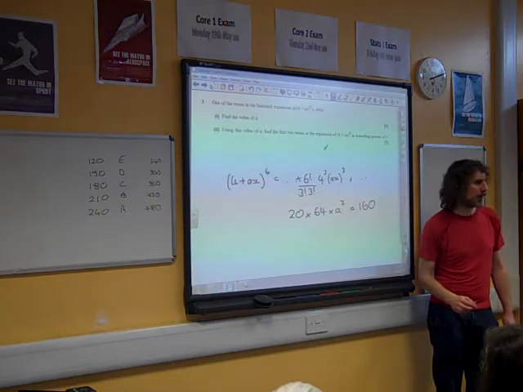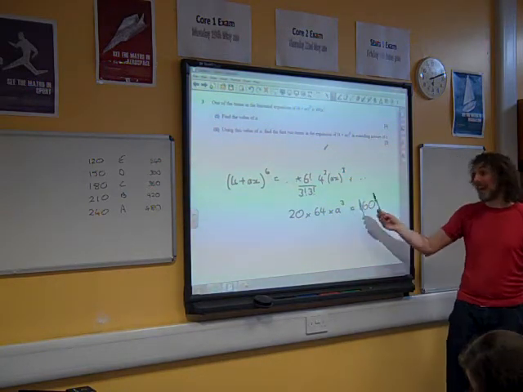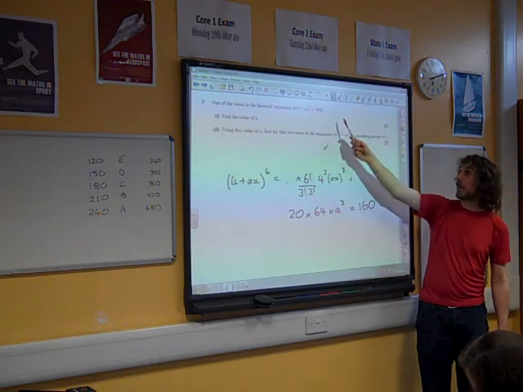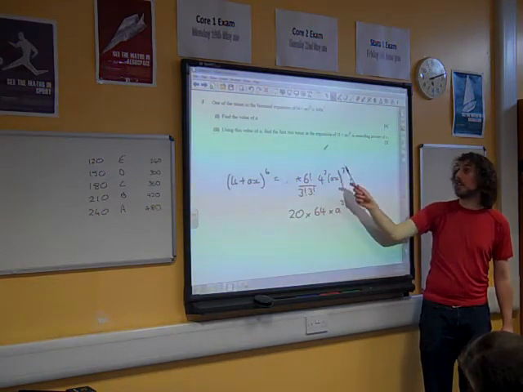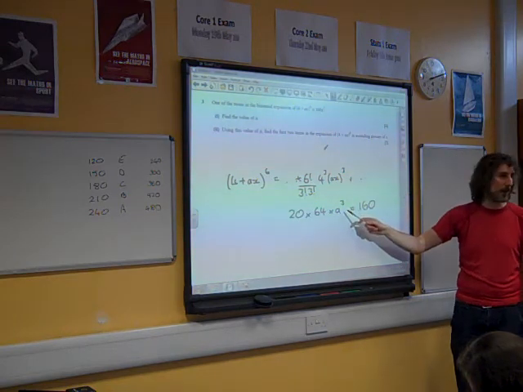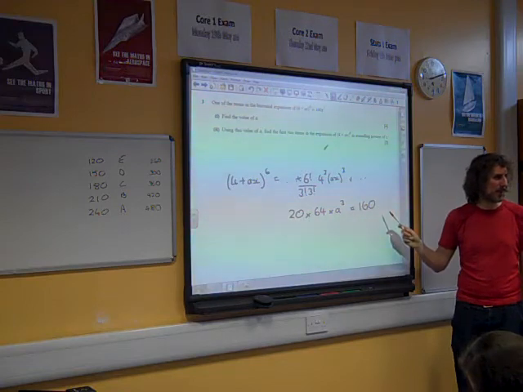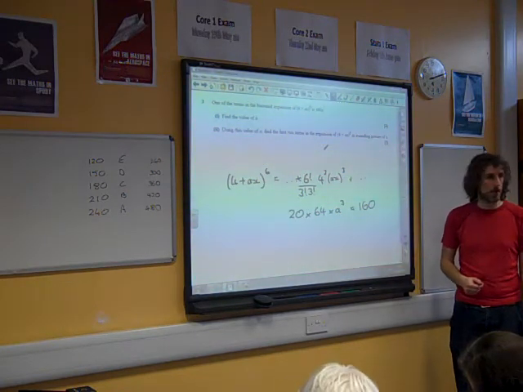Is everybody happy with how we got that? What happened to the x? Well, the x we don't need to worry about because we're told that the coefficient is equal to 160x cubed. Now I could write x cubed on the end there and x cubed on the end there, but then I'd cancel them out. So we have to. It was the value of a that we're after.